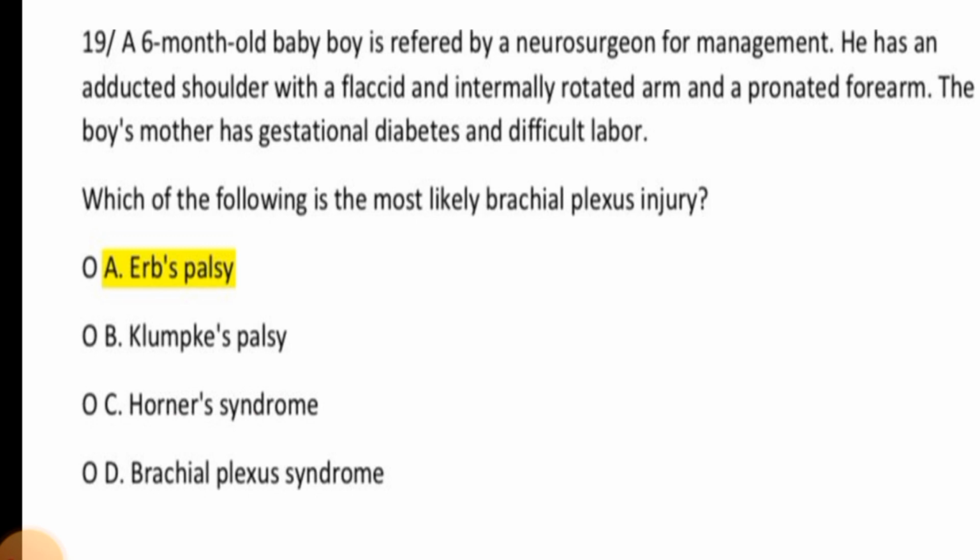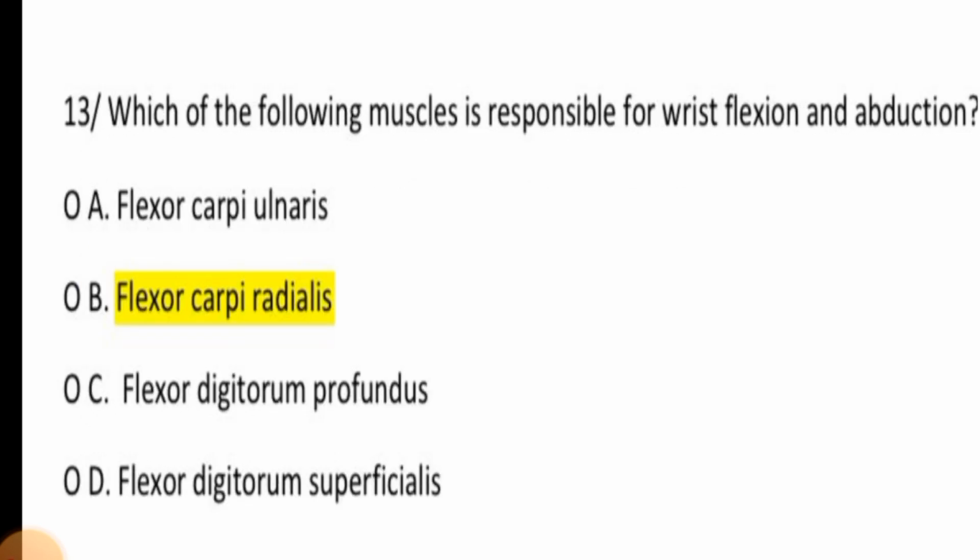A 6-month-old baby boy is referred by a neurosurgeon for management. He has an adducted shoulder with a flaccid and internally rotated arm and pronated forearm. The boy's mother has gestational diabetes and difficult labor. Which of the following is the most likely brachial plexus injury? Erb's palsy, Klumpke's palsy, Horner's syndrome, or brachial plexus syndrome? The correct option is A, Erb's palsy.